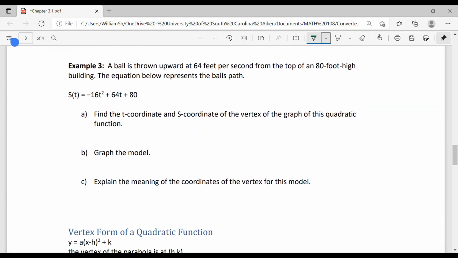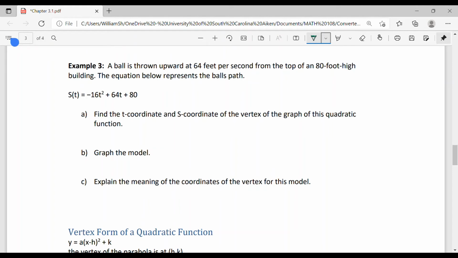Question number 3 says, a ball is thrown upward at 64 feet per second from the top of an 80-foot high building. The equation below represents the ball's path. Okay, so we have s of t equals negative 16t squared plus 64t plus 80. We want to find the t coordinate and the s coordinate of the vertex of the graph of the quadratic function. We want to graph the model, and we want to explain the meaning of the coordinates of the vertex for this model.